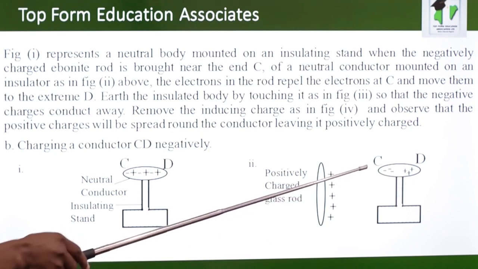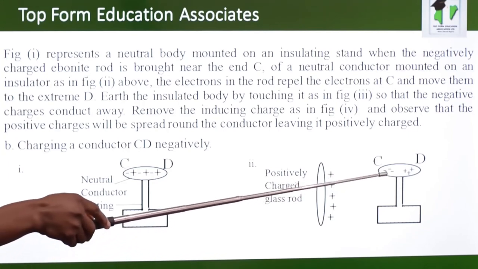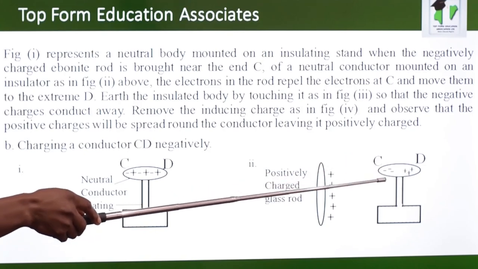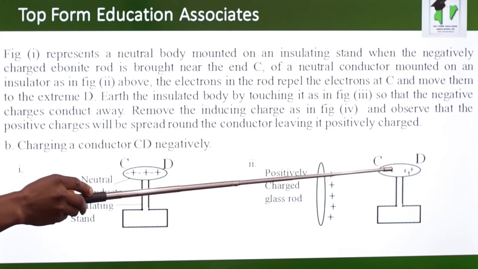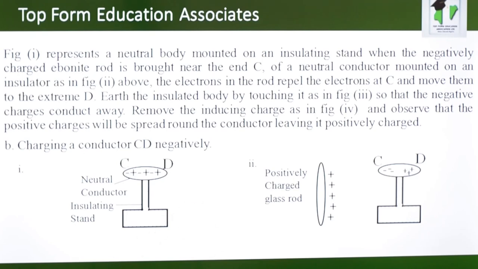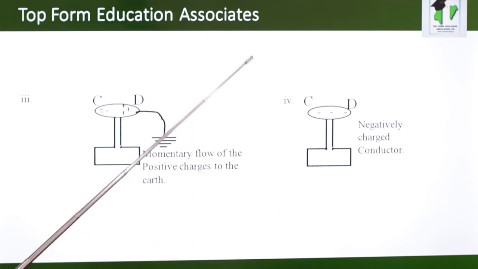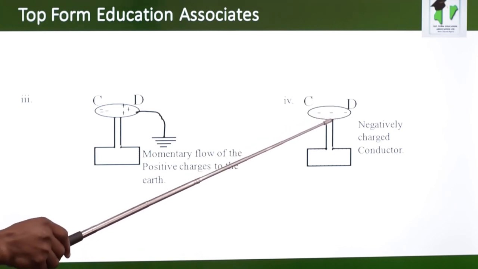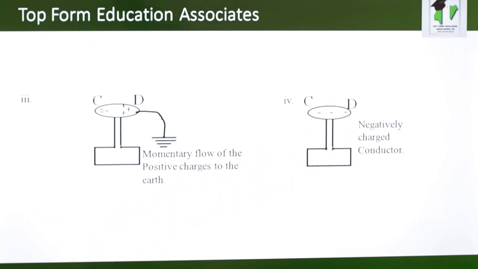Now bring a positively charged glass rod nearer to it, not in contact. Now the positive charge will attract the negative charges towards this point C, while it repels the positive charges down to the point D. Are you getting it? Based on the fundamental law of charges, like charges repel each other while unlike charges attract each other. Now if you touch it, the positive charges flow to the Earth. And when that positively charged glass rod is removed, the negative charges will spread around this conductor and it becomes negatively charged.